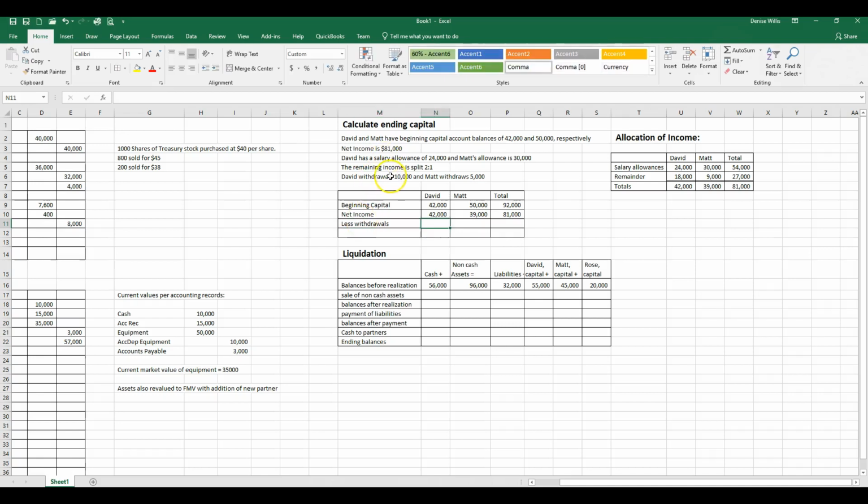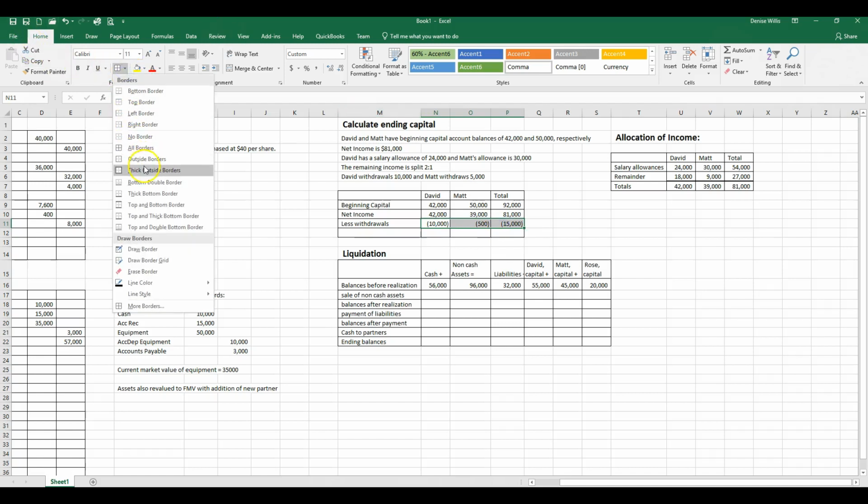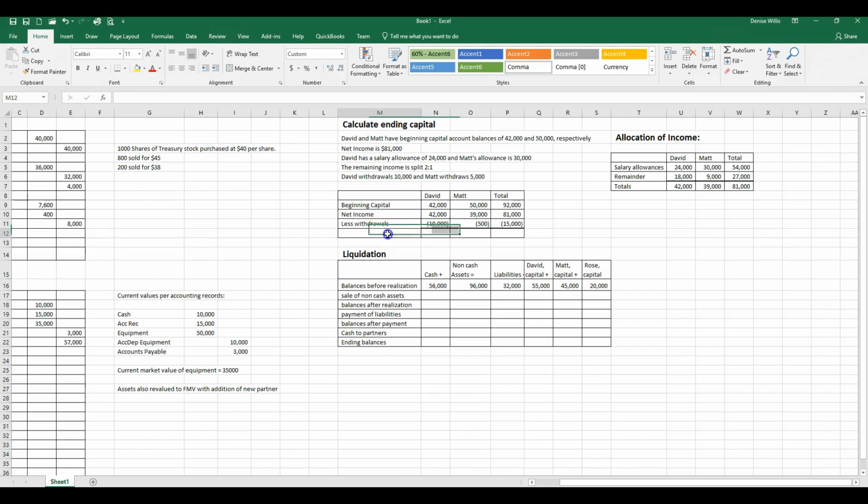Up here it says David withdrew 10,000, and Matt is going to withdraw 5,000. I'm going to go ahead and put negative numbers in front of these. Make sure everybody remembers they are subtractions. Altogether, the withdrawals were 15,000. Now we're just going to run these, the ending balances.